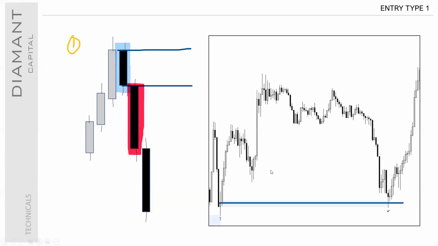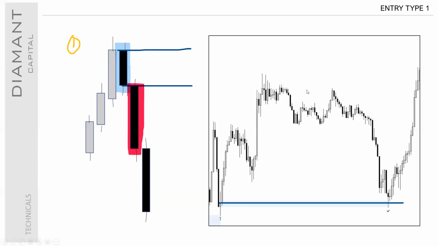But of course, we want to be able to refine our entries a bit more. That's exactly what we've done here. We looked for our engulfed candle. So for the one we entered off, the blue line, as you can see, the next candle after the lowest point, or the lowest candle, completely engulfed it to the upside. So what did price do?